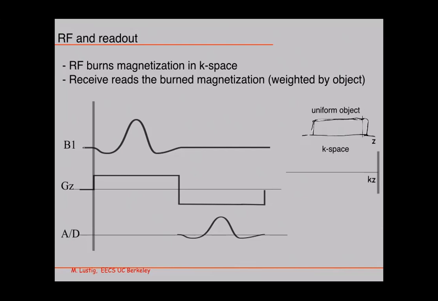Okay. So let's assume that we have a uniform object. Now, let's apply a sinc pulse in the presence of GZ, and see what happens. Well, first of all, let's map what is KZ as a function of time? What is KZ as a function of time? Okay, what is KZ?